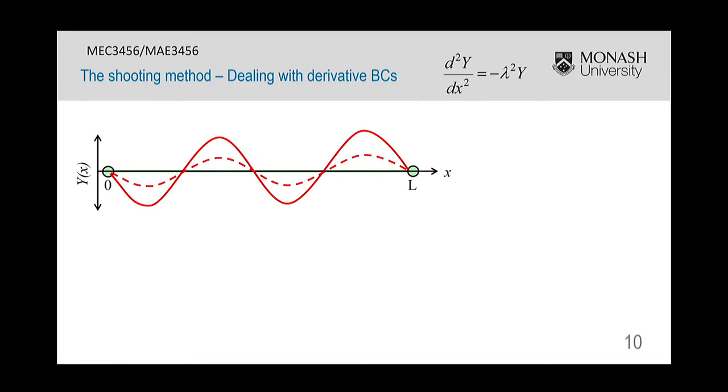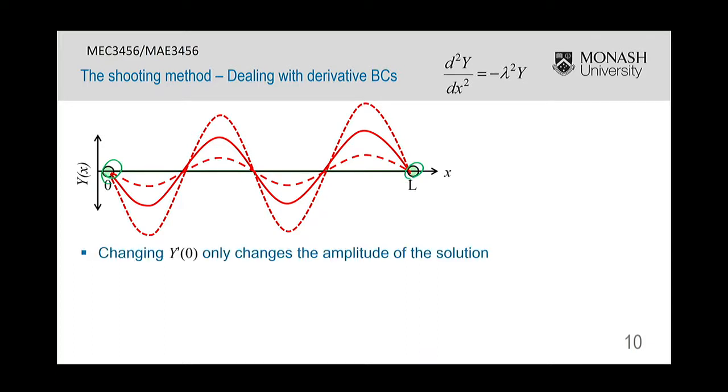So what that means is, if the red solid line is a solution, we scale it, for example, by a scale factor of 1/2. That means the slope at the left-hand point is 1/2, and the solution has the same shape, but half the amplitude. If we choose a slope that's twice as big at the left-hand boundary, we can see that the amplitude of our solution will be twice as big, but it's still a solution, and it still satisfies the boundary conditions at both points. So, changing y dash of 0 only changes the amplitude of our solution. It doesn't change the underlying form.